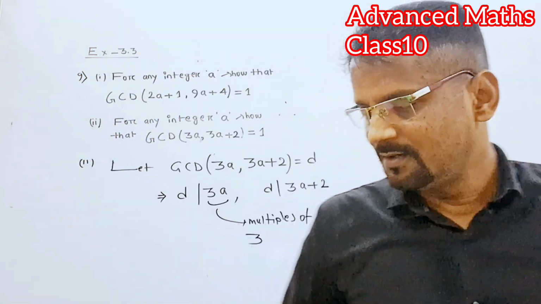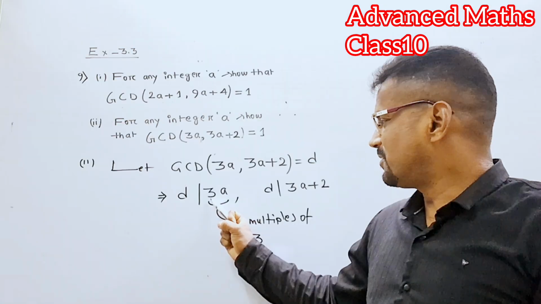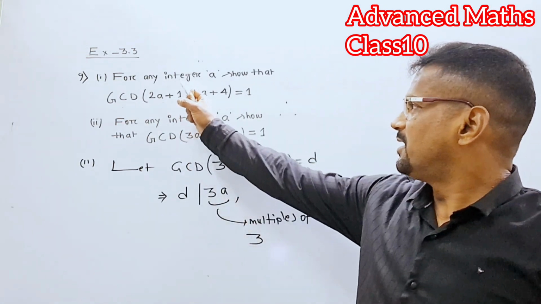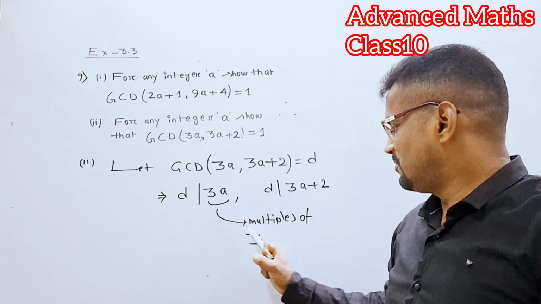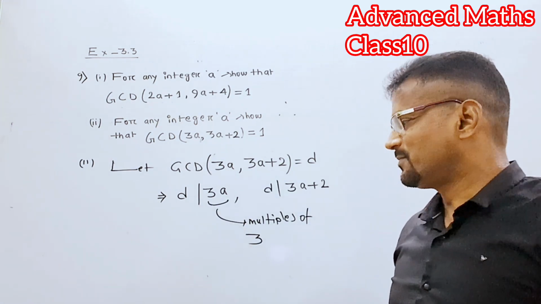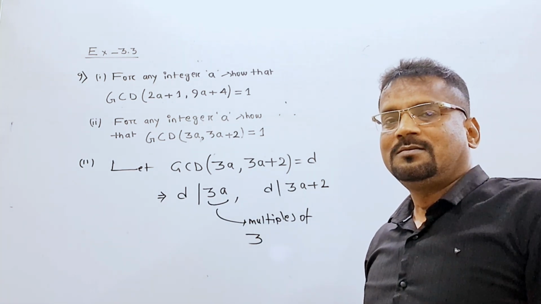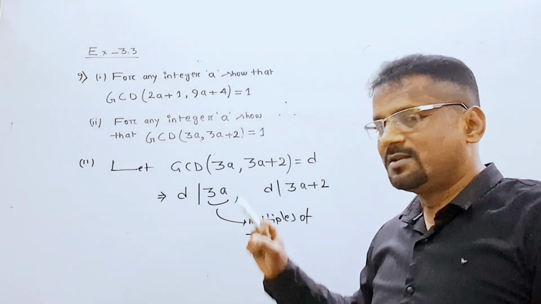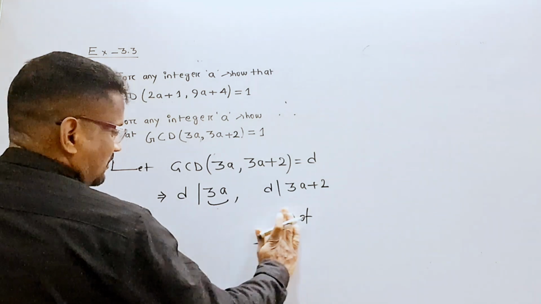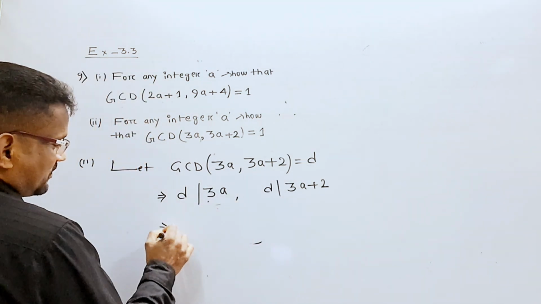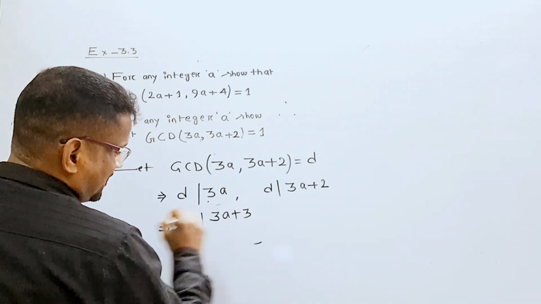So, how can you say this is a multiple of 3? It's very much obvious to us, because in the question, a is any integer. So 3 into any integer is a multiple of 3. That means D divides all the multiples of 3. Now see, this implies D divides 3a + 3, if I write.